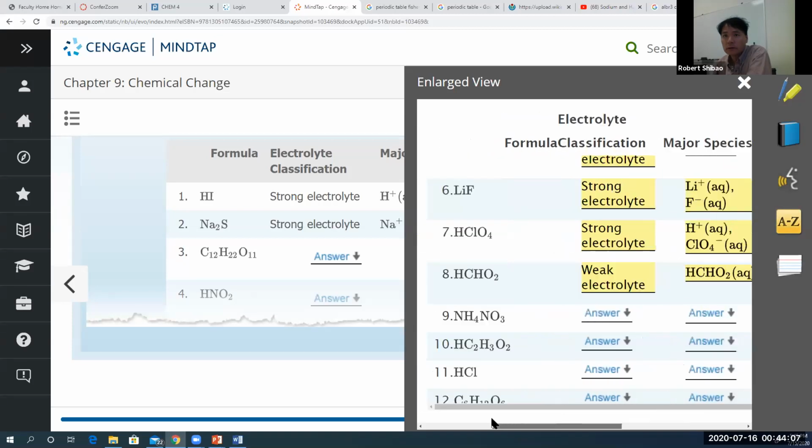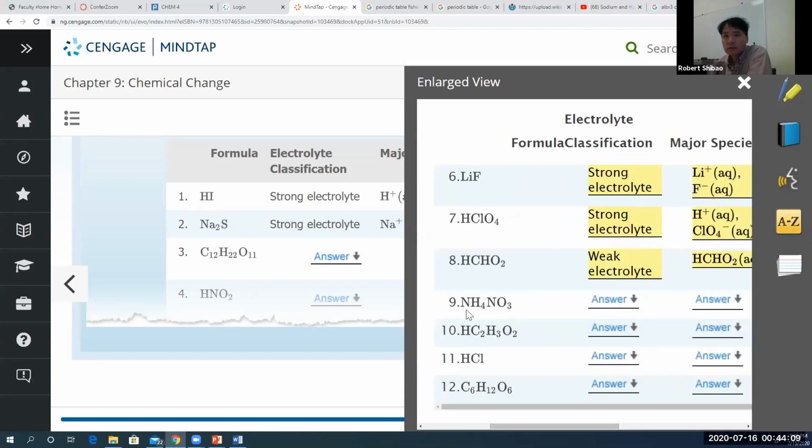Okay, let's move on here to this one. This one you should know. It's called ammonium nitrate. Good. Now, ammonium nitrate, is it soluble or insoluble in water? It's soluble. All ammonium salts are soluble. In fact, all nitrate salts are soluble. So this is very soluble in water.